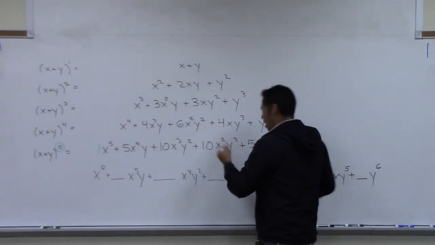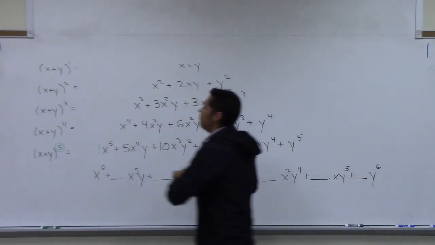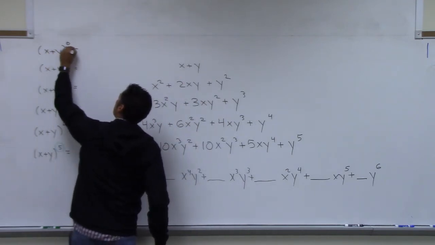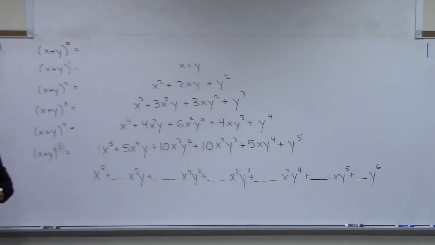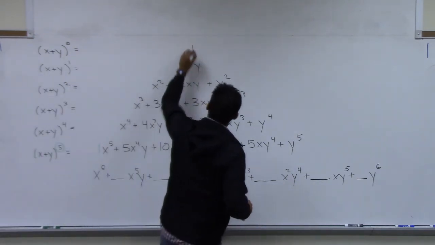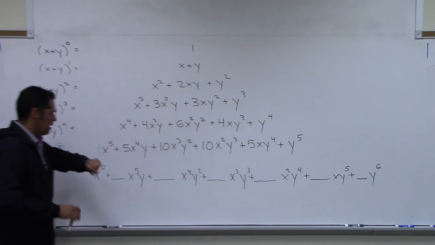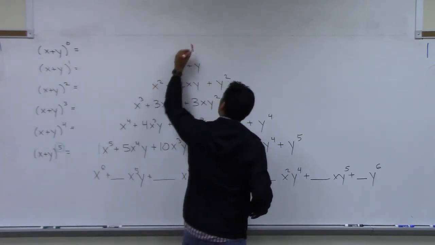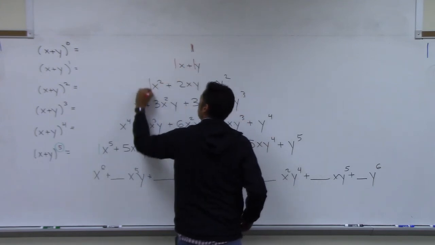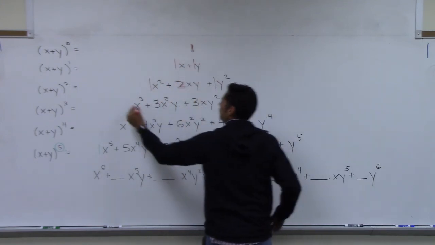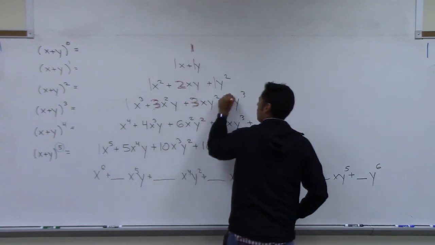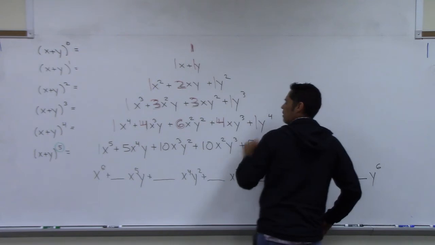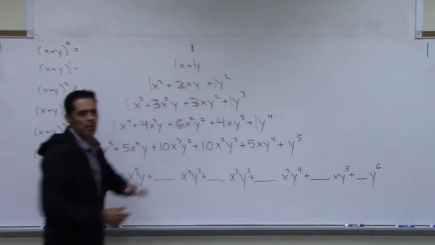Oh, there's one I left out. Sorry. We never talked about x plus y to the 0. What's anything to the 0? 1. Okay. Now, what I'm going to do is I'm going to come through here in red, and I'm just going to highlight all the numbers, all the coefficients for everything I see. Okay, 1, 5, and I can keep going, right?